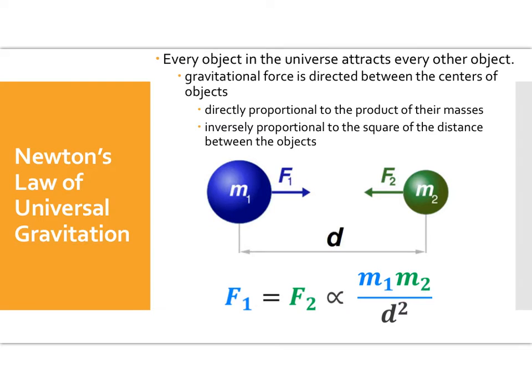Newton also figured out that the force was inversely proportional to the square of the distance between the objects. Remember, inversely proportional means if one goes up, the other one goes down. And this is a special kind of proportion because we have to square the distance. So it's not just if it is doubled, then one goes down by half, but it's a little bit more complicated than that, which I will show you in just a moment.